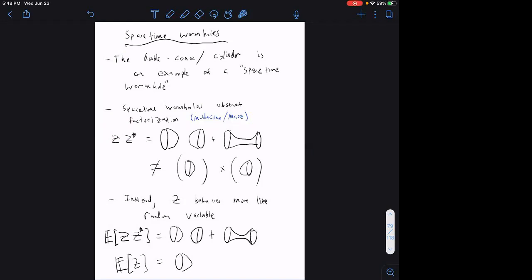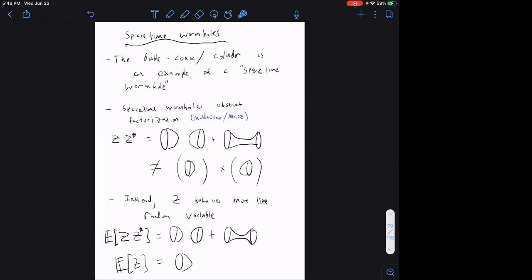But there's another way you can try to interpret this answer. When you calculate two Z's, you find a wormhole. And when you calculate Z by itself and square it, you don't find a wormhole. You can think of Z as behaving something like a random variable, where the things that we're calculating with the path integral are expectation values of that random variable. So this is the case in random matrix theory, where Z is averaged over Hamiltonians.